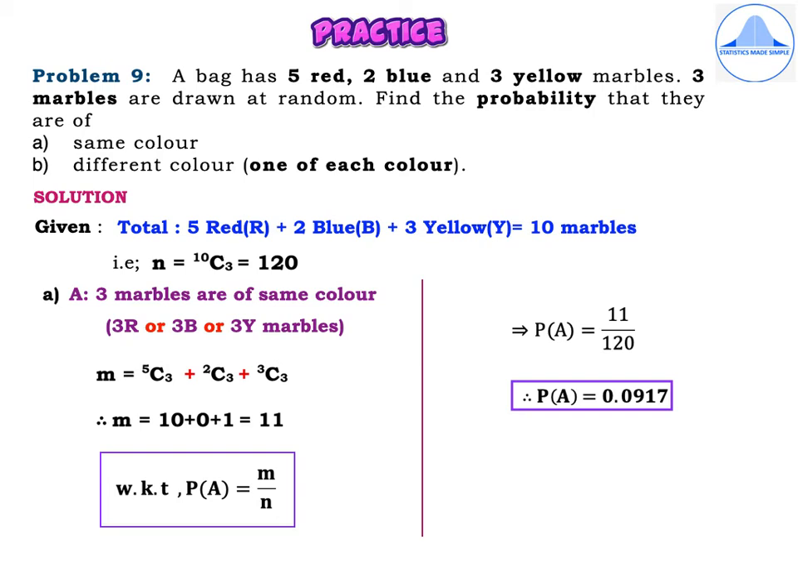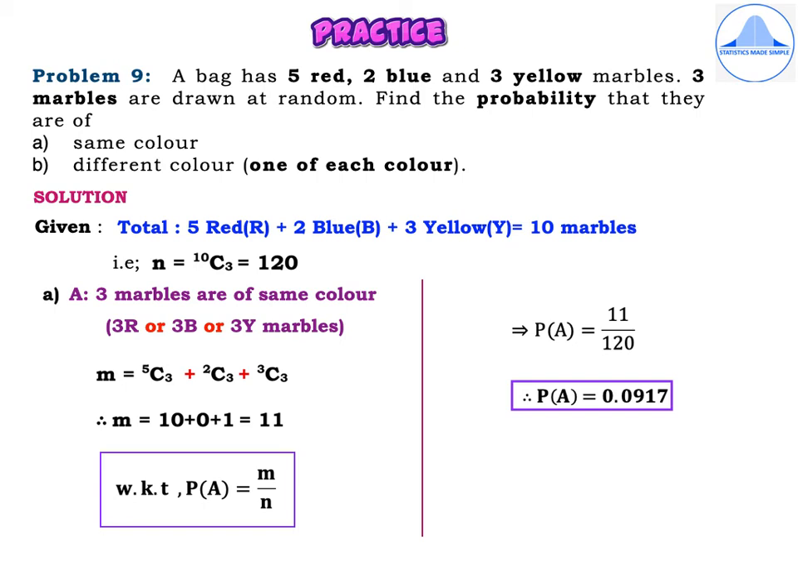Let us start with subdivision A. Define event A as 3 marbles are of same color. 3 marbles are of same color means we can either pick 3 red or 3 blue or 3 yellow marbles. And the word or is highlighted in red color, and or means it is plus. So let's start with M equal to, first do 3 red.